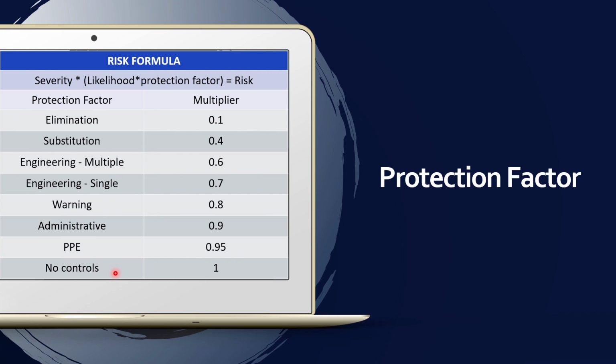If we have no control, we multiply by 1. The raw risk level and the residual risk level will be the same. It means there is no control measure. That's why the raw risk level is equal to the residual risk. So by applying this formula, we check the difference between the raw risk and the residual risk after applying the control measures.